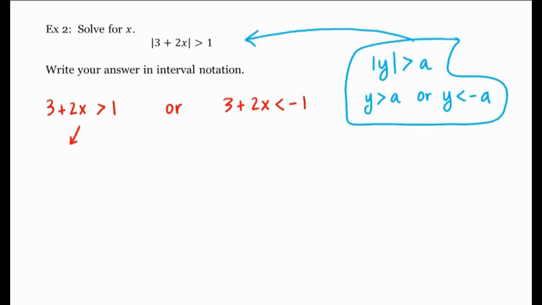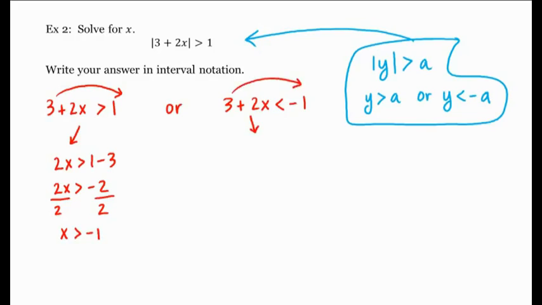So let's start with this first inequality here. We'll bring the 3 to the right or subtract 3 on both sides, which gives us 2x is greater than 1 minus 3 or 2x is greater than -2. And now dividing both sides by 2, we get x is greater than -1. And what about this second inequality? Again, we'll bring the 3 to the right-hand side, which means 2x is less than -1 minus 3, or 2x is less than -4.